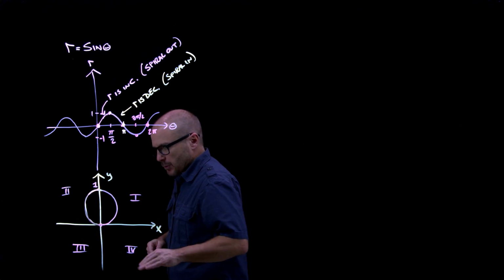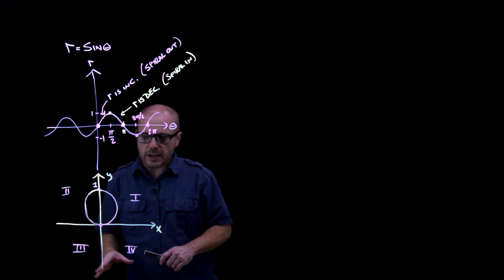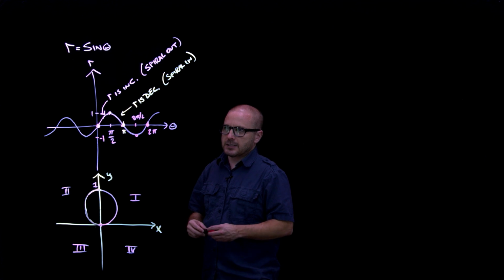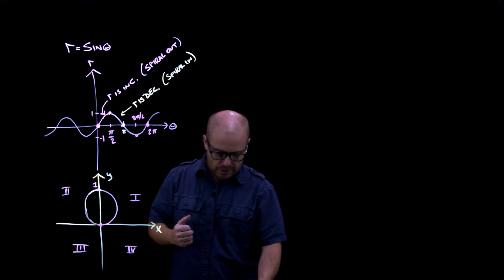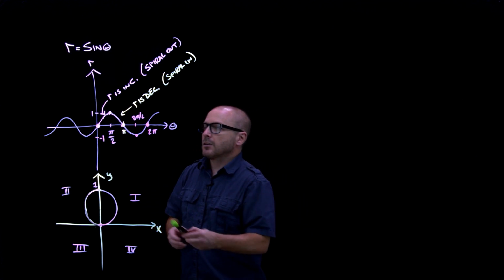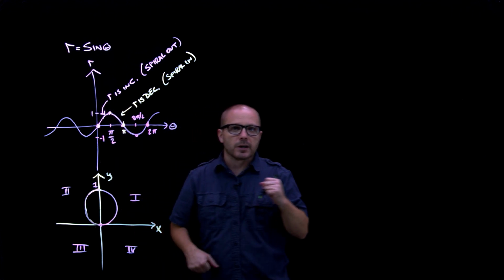So that gives us a rough sketch, it looks like a circle. It's a rough sketch though. We're not sure if that's exactly circular. And that's where the algebra would come in. So the other approach would be to try and convert this via our conversion equations.